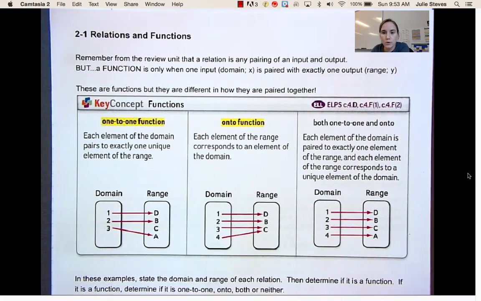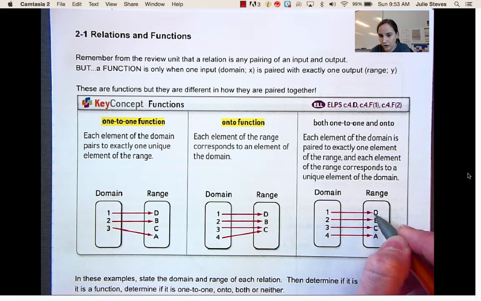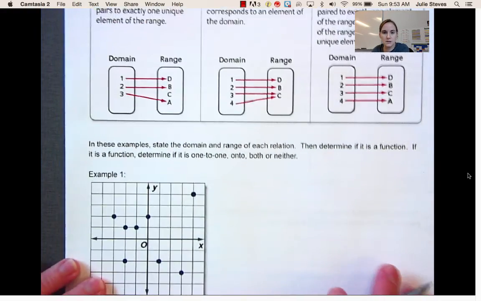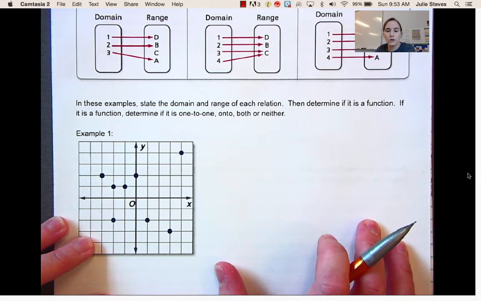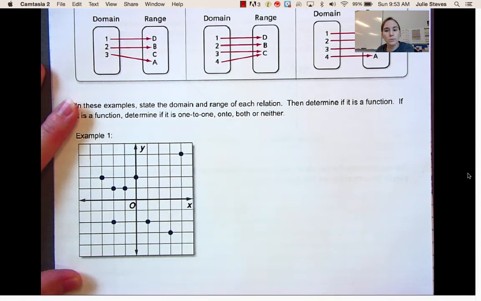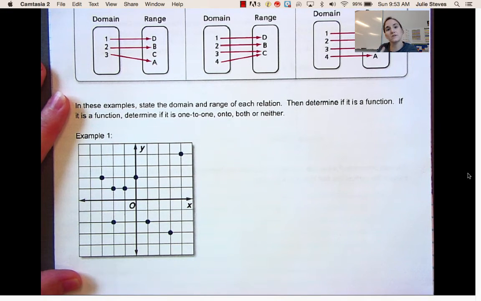And if it's both one-to-one and onto, that means all of my domain values are being used. They're being paired with exactly one range value, and all of the range values are being used. So that's both. All right, so let's go down to this example here, and we're going to state the domain and the range of each relation. We're going to determine if it's a function, and then if it is a function, we're going to determine if it's one-to-one, onto, both, or neither.